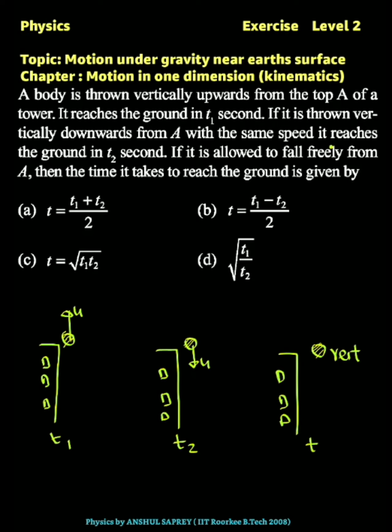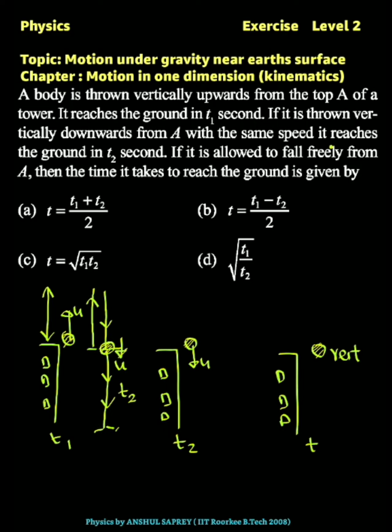So the first thing to notice is that in case 1, the ball will first go up, come to rest, and then come down. It will come to the same level as the top of the tower, and then again go further down. When it comes to the same level as the top of the tower, its velocity will become u downward, and from this instant to the ground level, it will take time t2.